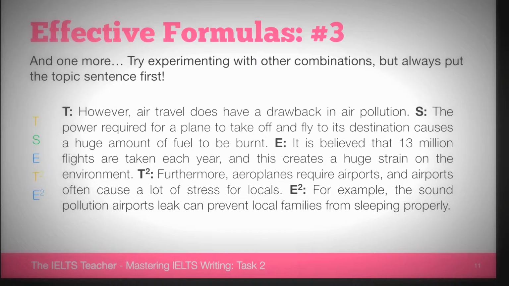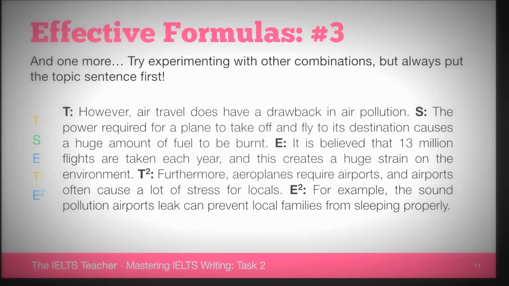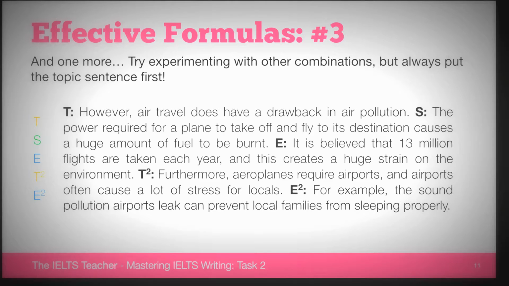Why is there so much air pollution? Well, this is why. An example of how much damage this does: it is believed that 13 million flights are taken each year, and this creates a huge strain on the environment. 13 million flights, a very, very clear example.